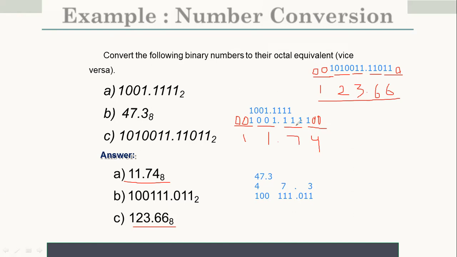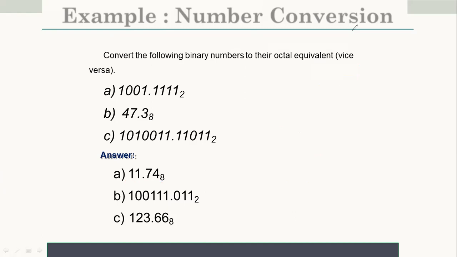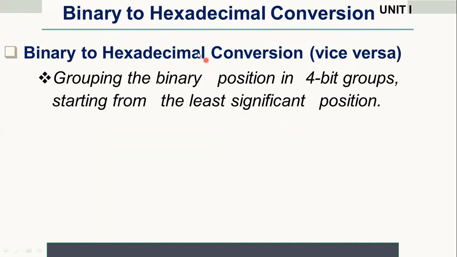The next one is the hexadecimal number system, binary to hexadecimal conversion. Here, group the binary digits into 4-bit groups starting from the least significant bit position. What is the base for hexadecimal? 16. What is the base for binary? 2.